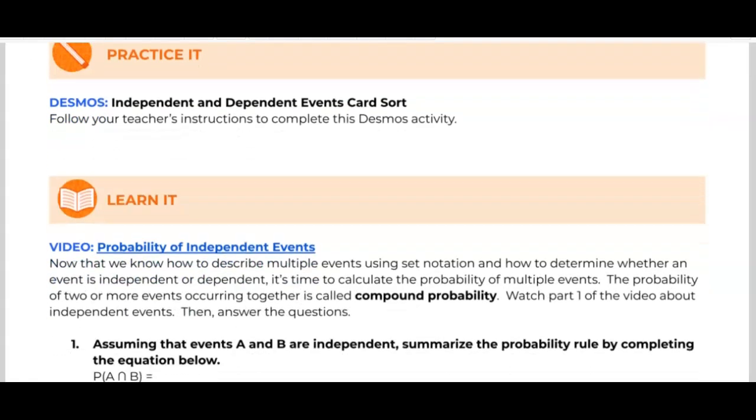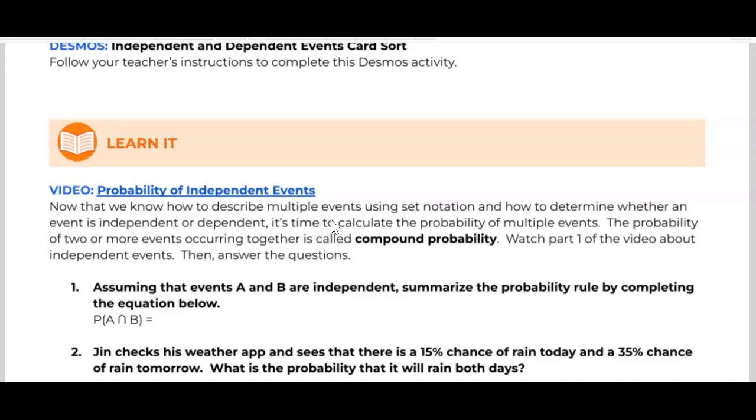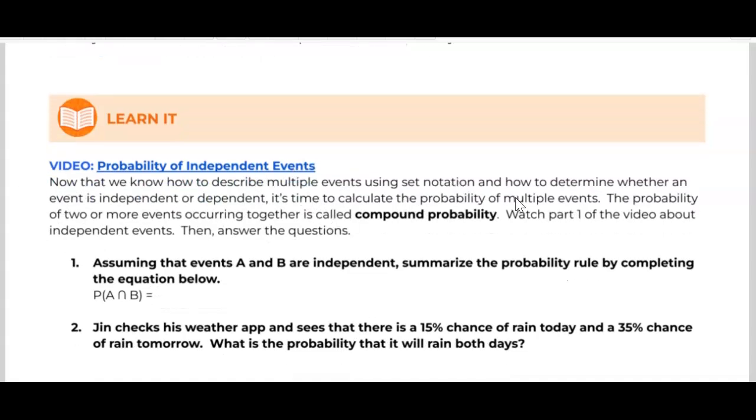So if we look down at this description here, we know now how to describe multiple events using set notation and how to determine whether an event is independent or dependent. So now we need to be able to calculate the probability of multiple events happening. This comes up all the time when we talk about insurances and how those rates are determined. So this is a pretty important mathematics skill to be able to understand how insurance works. So the probability of two or more events occurring together is called compound probability. That's a term you definitely need to know.